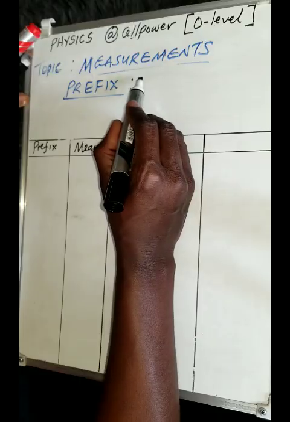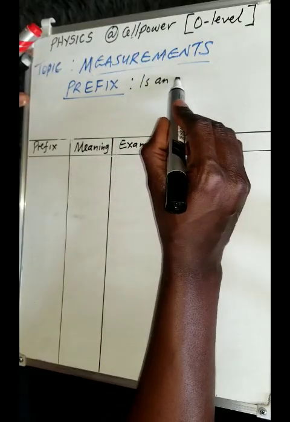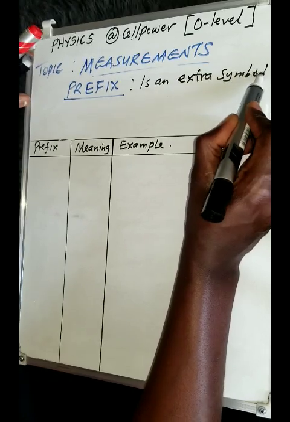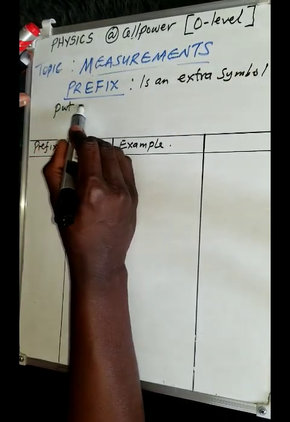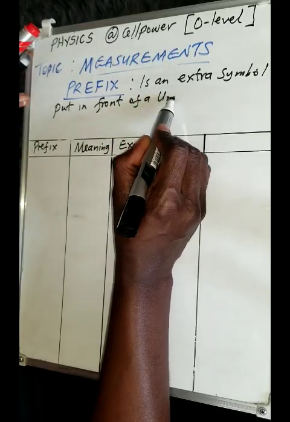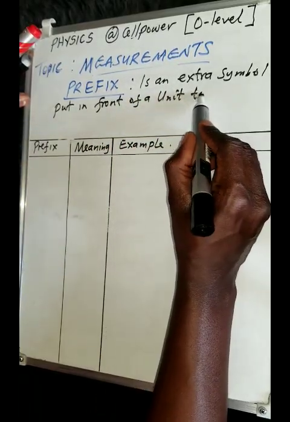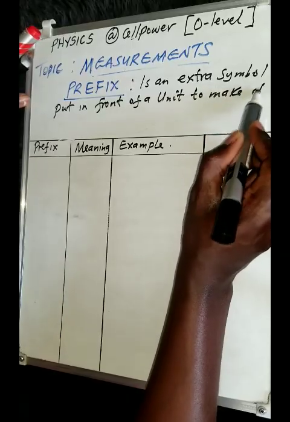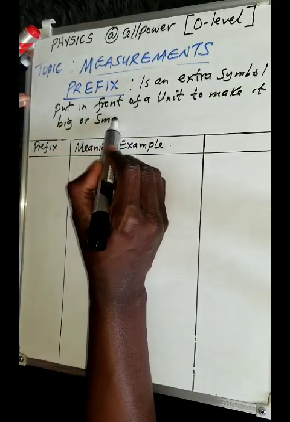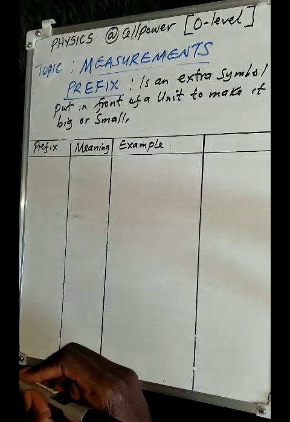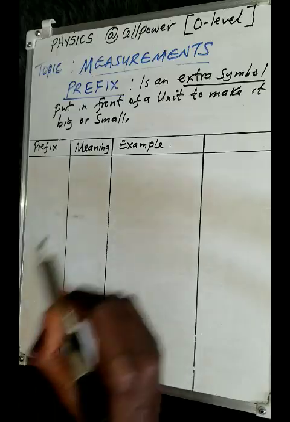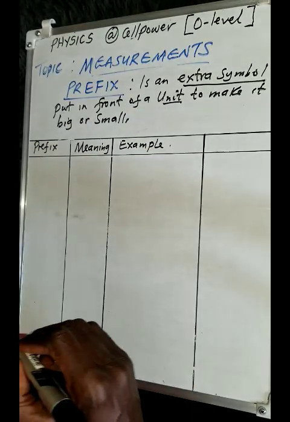So we can simply say a prefix is an extra symbol put in front of a unit to make it big or small. That's what we can say. So that is what we can say as being a prefix. It's an extra symbol put in front of a unit to make it big or small.